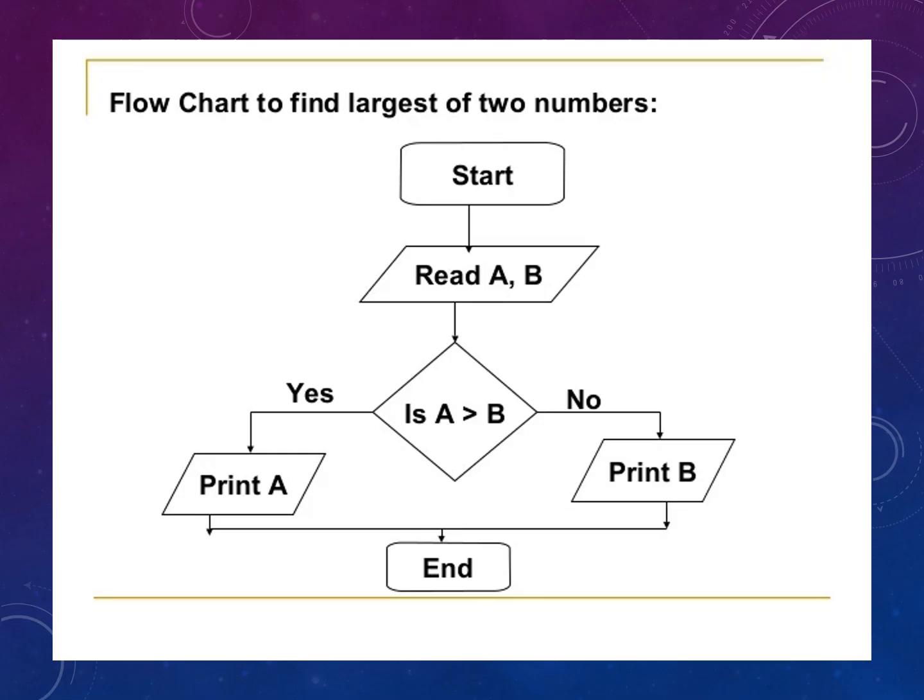If a is greater than b, print a. For our example, 25 is greater than 15. So yes, therefore the largest number is 25. If no, if a is not greater than b, print b. For example, a is equal to 10, b is equal to 20. Is 10 greater than 20? No, therefore the largest number is 20. So here, whenever you see a condition or a question, think about the diamond symbol.